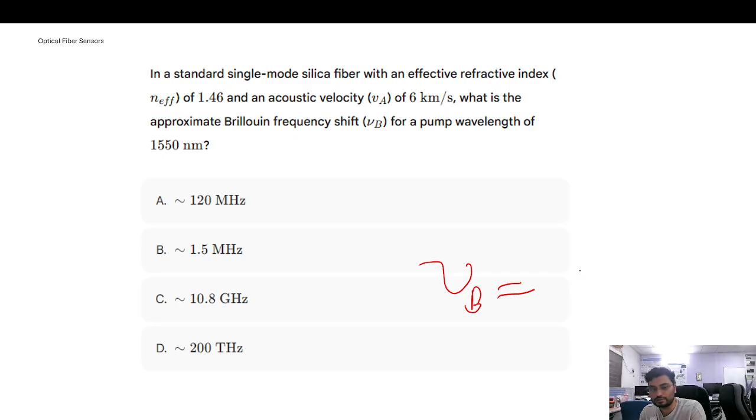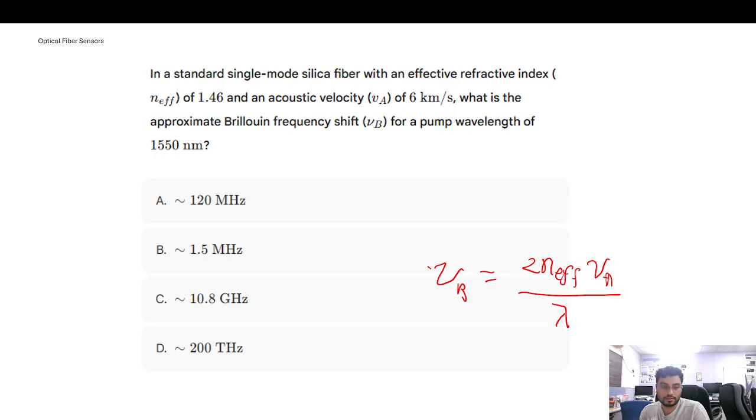I think you know the equation. At least if you tell me the equation. Nu B is equal to 2 n effective nu A by lambda, and we know that lambda is given here, nu A is 6 km per second, n effective is given here.